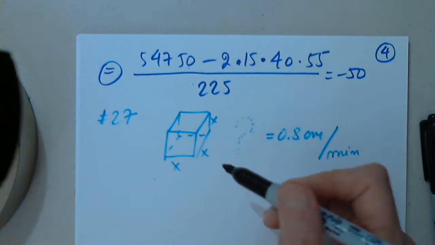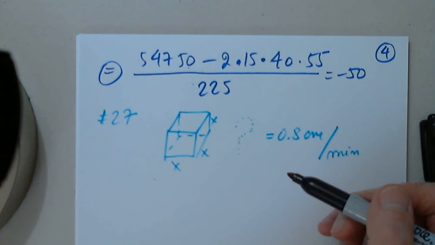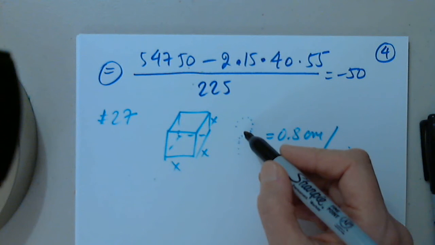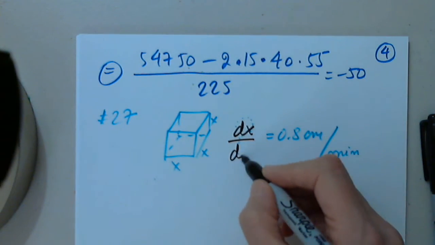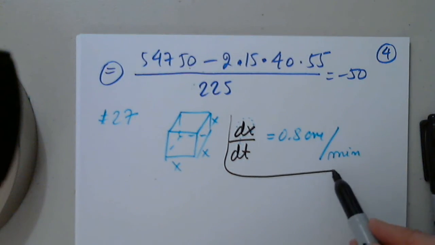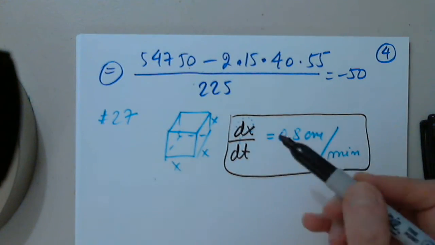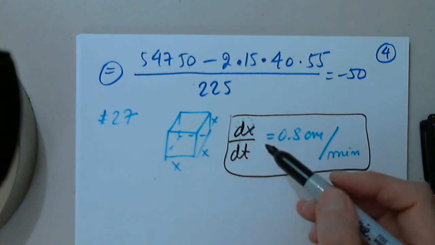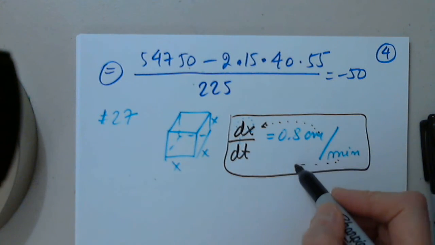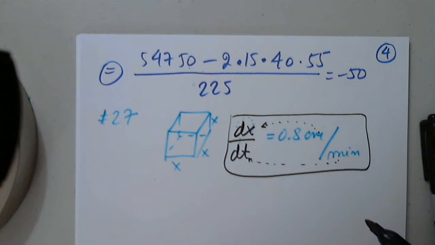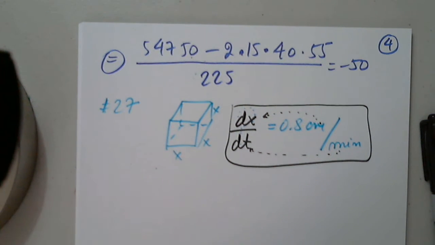What did we denote the side by? Would it be dx over dt? Thank you very much. That's exactly what is given to us: the rate of change of the side with respect to time. How do I know? This corresponds to x, and this measurement unit corresponds to t. Excellent. Thank you very much.